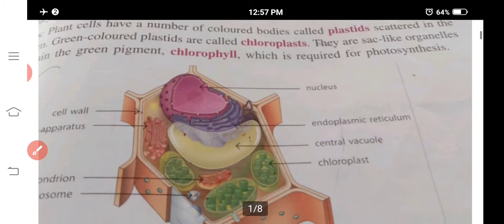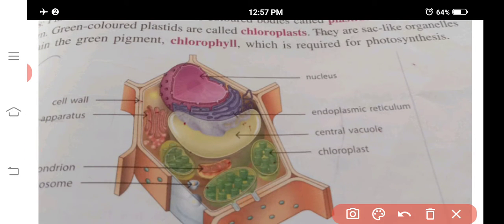Apart from the organelles mentioned so far, a typical plant cell contains some unique organelles that distinguish it from the animal cell. See, this is the plant cell. This is the cell wall. The cell wall is made up of cellulose. It is the outermost layer. Molecules enter and exit through it. This is the function of the cell wall, and an additional function is protection.